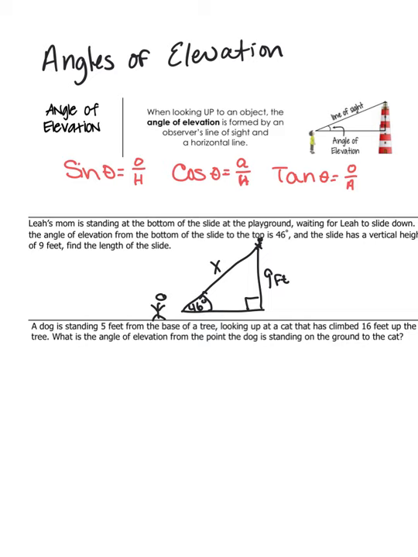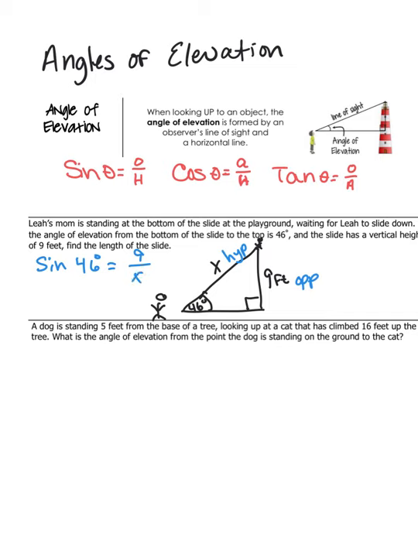So based on my 46 degrees, I'm going to label my triangle with opposite, adjacent, and hypotenuse. So my 9 feet is opposite, and my x is my hypotenuse. So what trig function deals with the opposite and the hypotenuse? Well, that's the sine. So the sine of 46 is equal to the opposite over the hypotenuse.